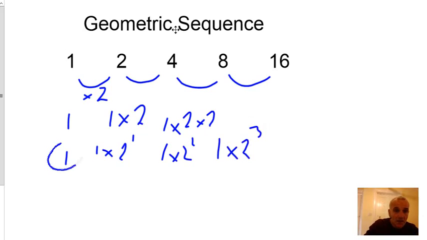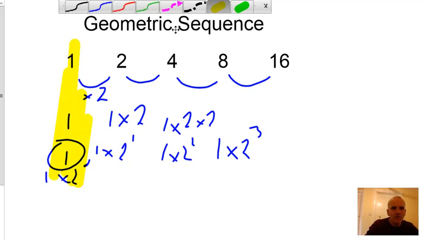Let's highlight that first term and think about it this way. I didn't bother writing before 1 times 2 to the power of 0. It's not going to change it, and now it's really easy. This part here is the first term. So I'm just going to write this in a different way. Remember, maths is quite often about writing stuff in different ways.